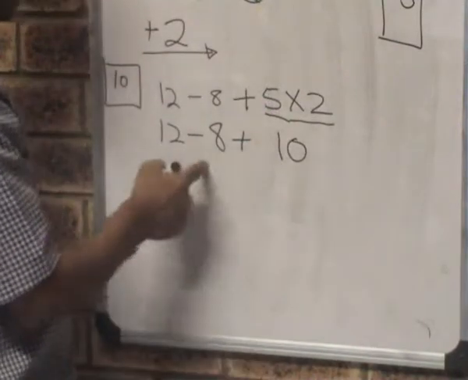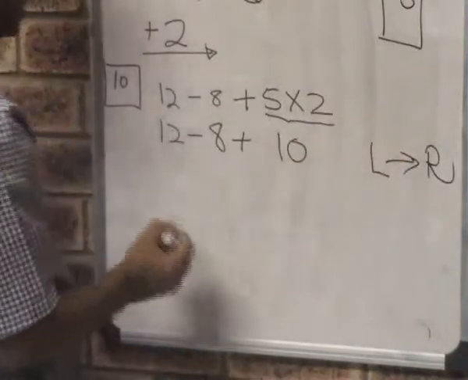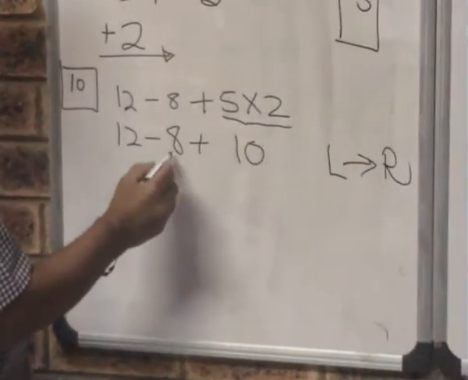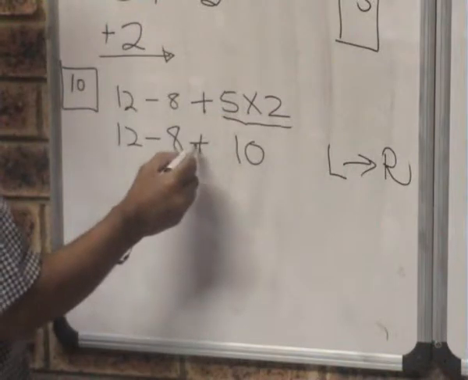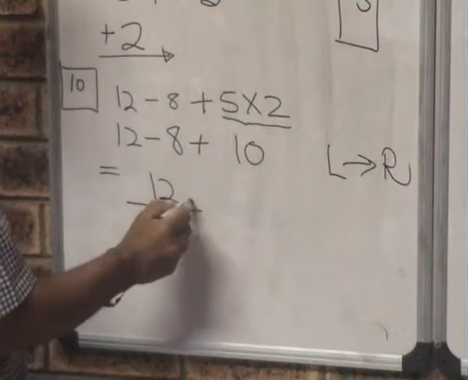Now I'm adding and subtracting, so I must go left to right. So 12 minus 8 will give me 4. 4 plus 10 will give me 12. So my final answer is 12.